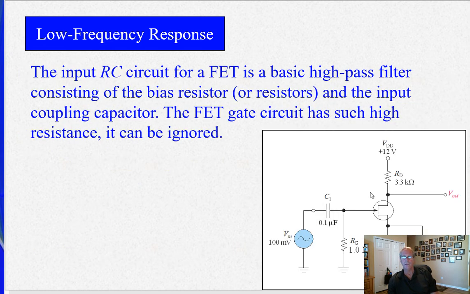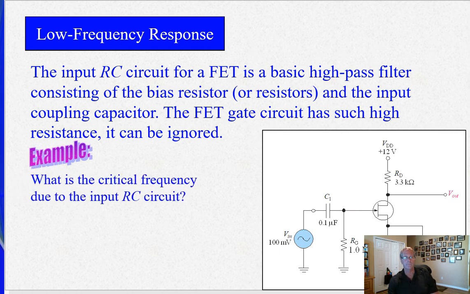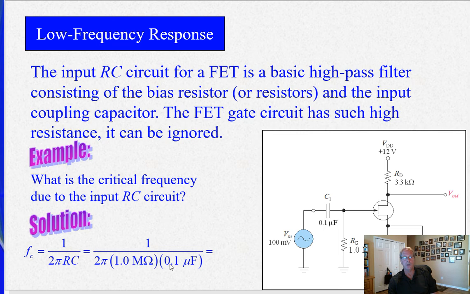Now the FET circuit, that was a BJT last time. The FET circuit has such a high input impedance that we can ignore the gate resistance entirely. So all we have to worry about is this 0.1 microfarad C1 capacitor and the RG. 1 over 2 pi RC, again, is 1.6 hertz, really low.